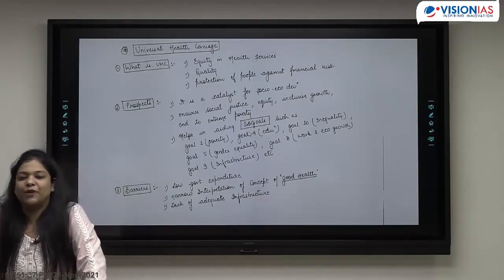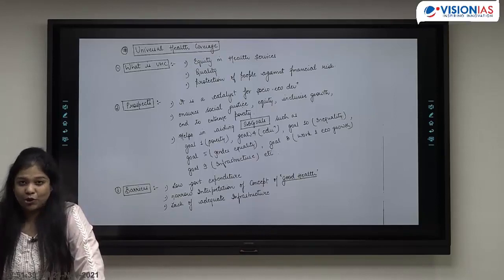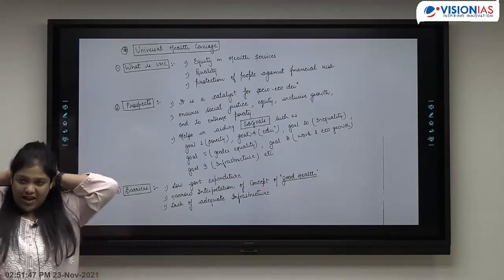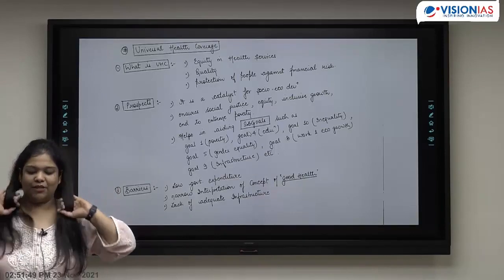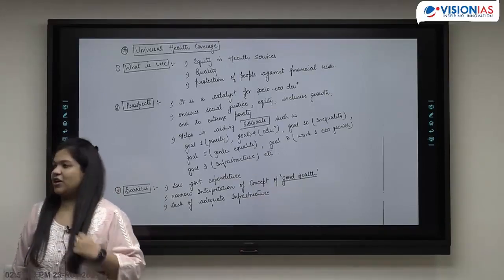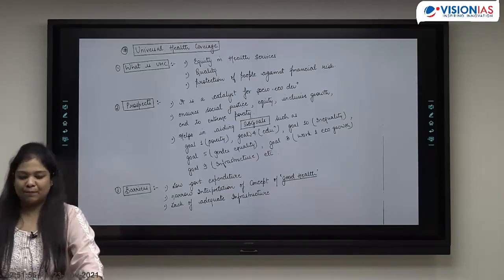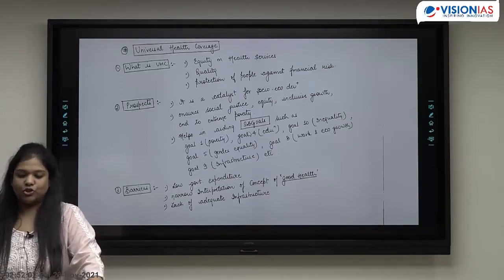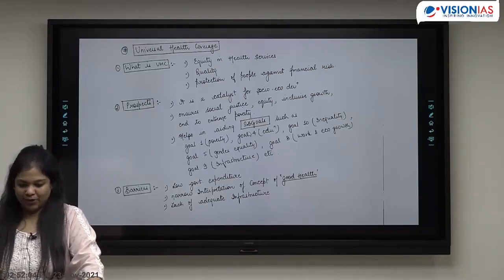Now, what are the prospects of universal health coverage? If we are able to ensure good, qualitative, affordable care for every section of society, it will definitely act as a catalyst for socio-economic development. It will help us realize the potential of human capital formation. It will ensure social justice, inclusive growth. It will bring an end to extreme poverty, the poverty which is caused because of the high burden of the health cost. It will enable us to achieve various sustainable development goals.